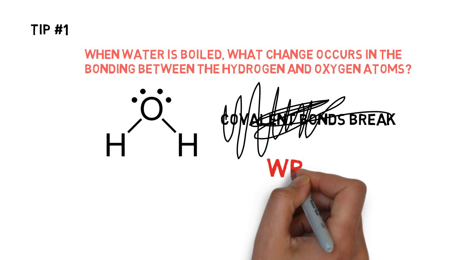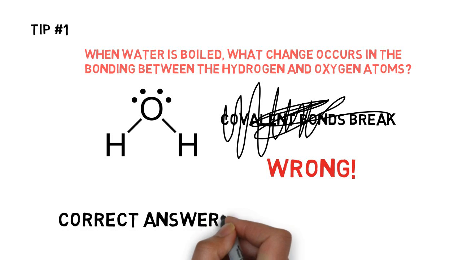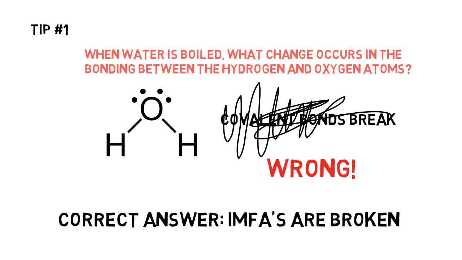Covalent bonds are considerably difficult to break, requiring a lot of energy known as bond dissociation energy to be inputted, an amount that is not typically present in chemical processes. In short, we will not be discussing the breaking of covalent bonds in this course. So do not write that the covalent bonds are broken on a test. Your teacher will not be impressed and they will make fun of you for writing this. The correct answer is that IMFAs are broken, in this case hydrogen bonds and LDF.